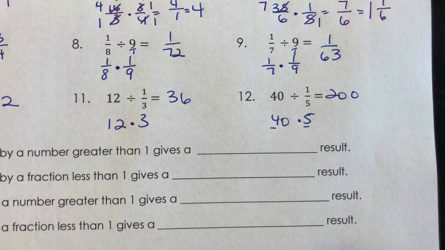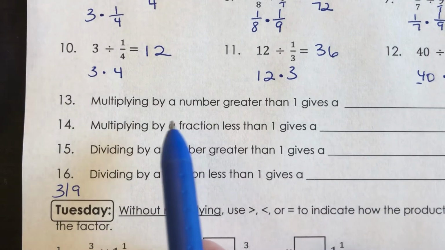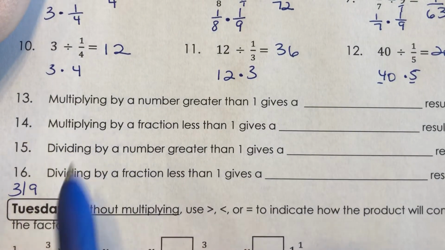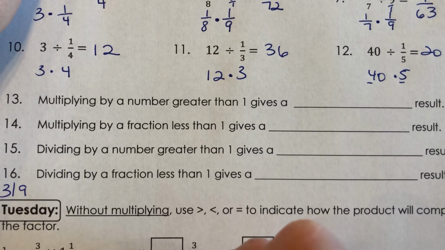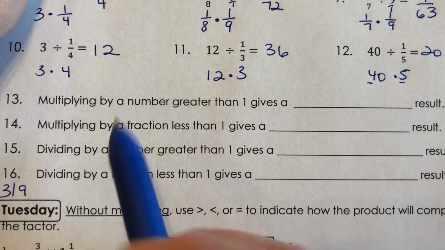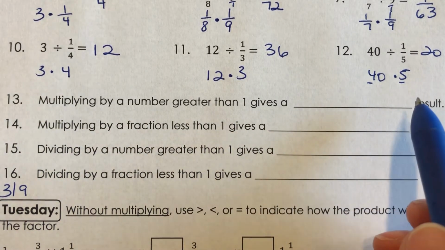Okay, so now I ask you to look at some patterns down here. And the first one says, and I know we talked about this in class quite a bit, but the first time you hear something, it usually takes a bit before it locks in. So we're gonna keep talking about it, and then it's gonna become something natural and second nature to you. Multiplying by a number greater than 1 gives a blank result.